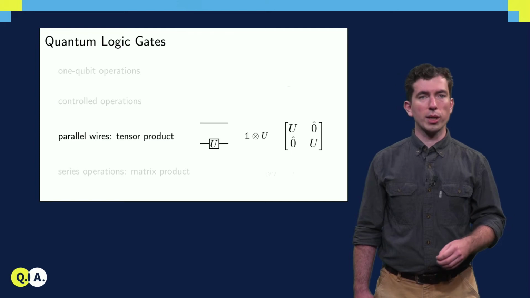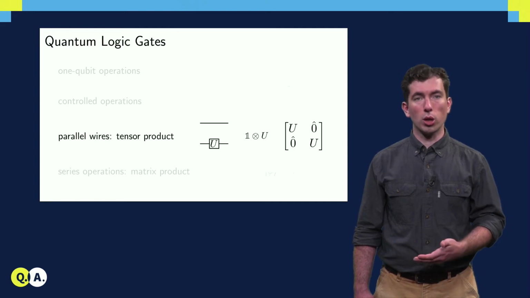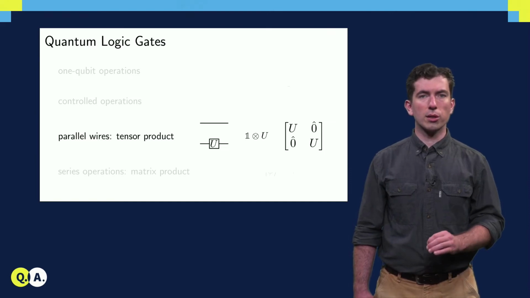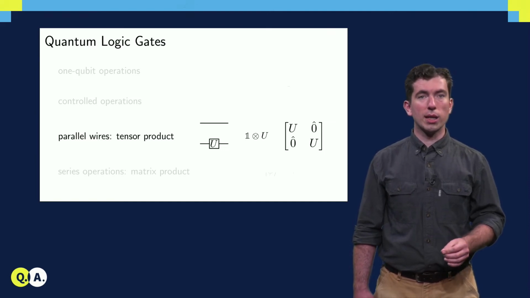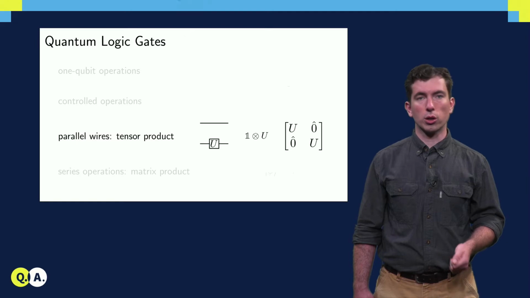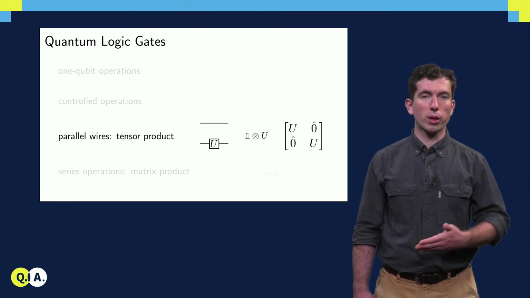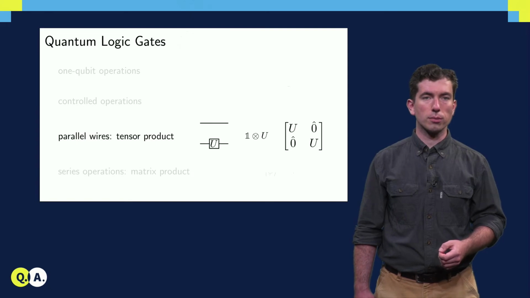Now we come to the two techniques we use to compose small operations into large circuits. The first is that whenever there's an empty wire, we place the identity operator on it, and in order to calculate the total unitary that results from performing a small operation on a large set of wires, we take the tensor product of the operation with those identity operators.